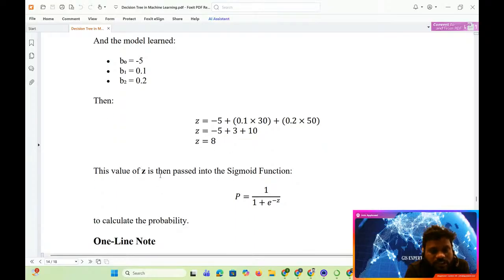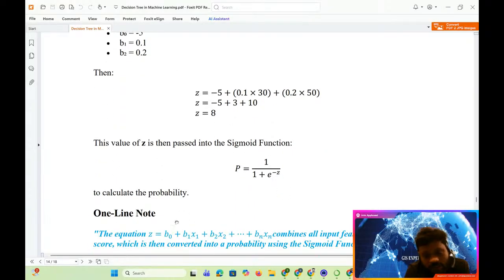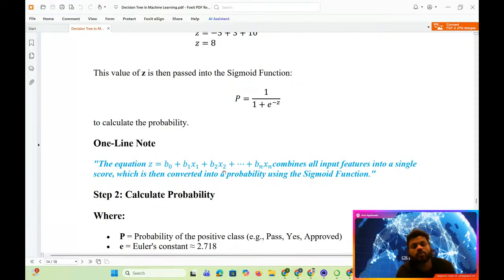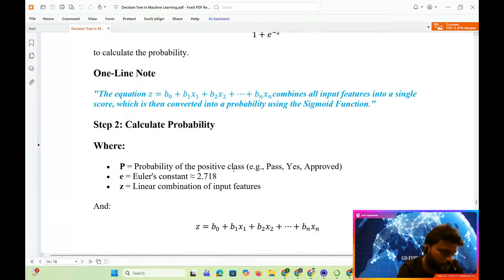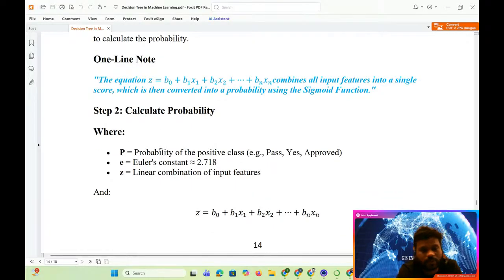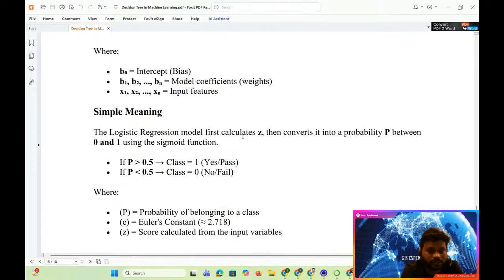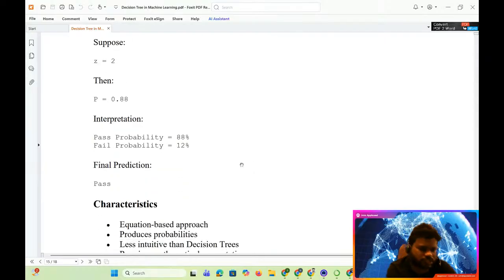This value of z is then passed into the sigmoid function. We have read about this. So it calculates probability, on one line. Notice that this equation combines all input features into a single score, which is then converted into a probability using the sigmoid function. So calculating probability, where p is the probability of the positive class. Example: pass, yes, approved, Euler's constant 2.7, and the linear combination of input features, this equation. Simple meaning, we have read about these things in the previous class and no need to explain this again.